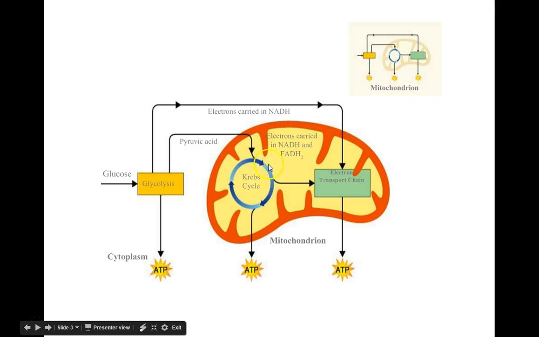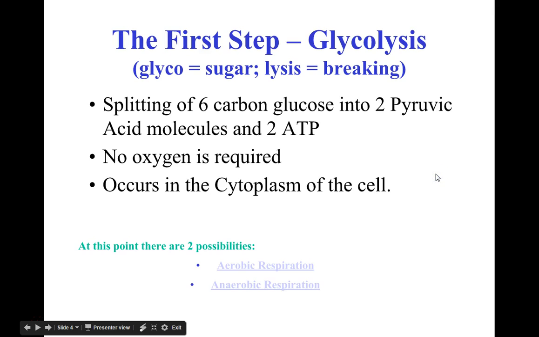And the Krebs cycle is a process that uses pyruvic acid, and it makes some ATP and will send a bunch of electrons to the electron transport chain, along with some hydrogen ions that are carried by these NADH and FADH2 molecules. So this right here is what we're going to focus on today.